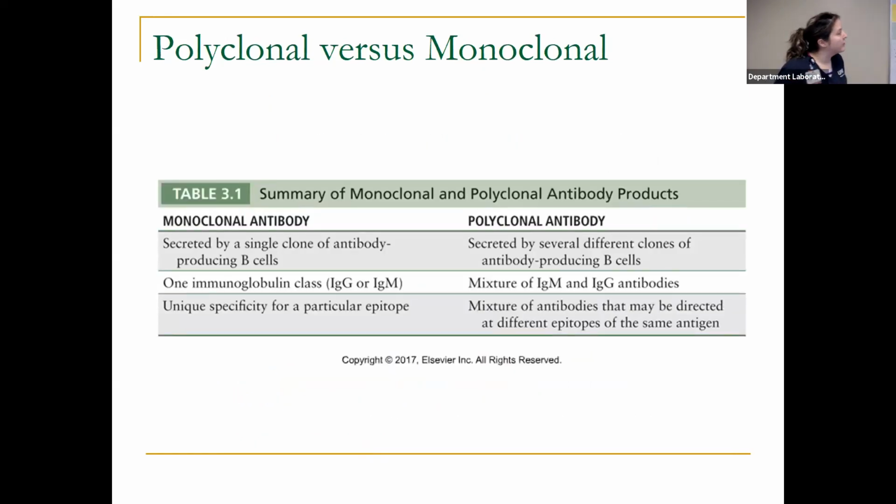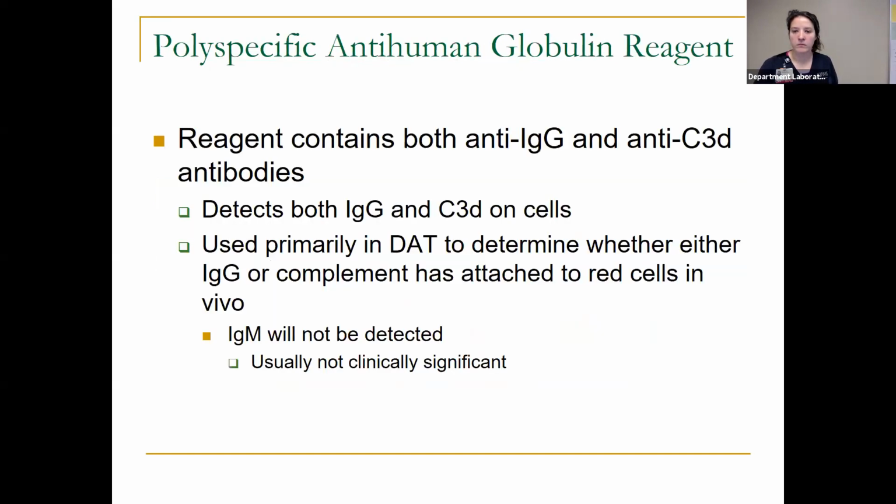I took this chart from your textbook as well. It further differentiates monoclonal versus polyclonal. So your polyspecific, keep in mind the term poly there. Oftentimes students can't really wrap their head around this. Polyspecific does contain both anti-IgG and anti-C3b, C3d. That's your anti-complement.